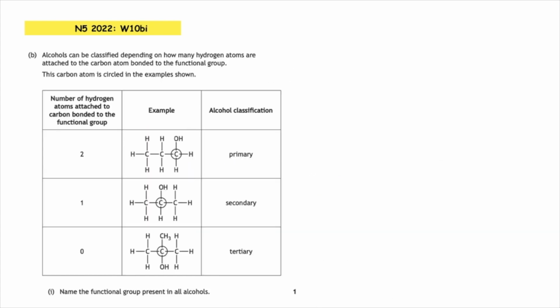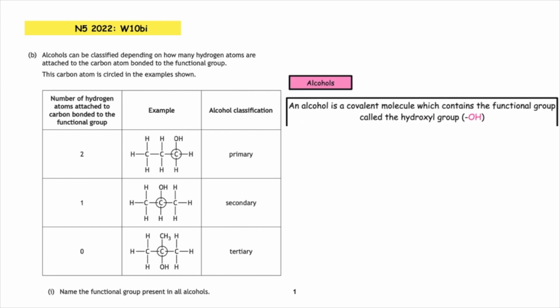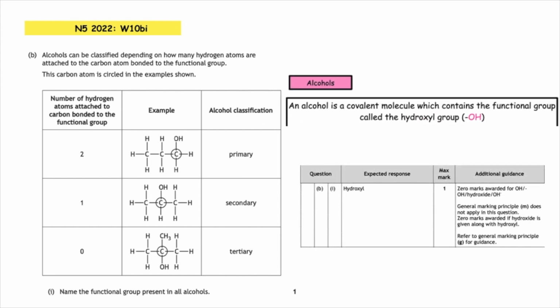Alcohols can be classified depending on how many hydrogen atoms are attached to the carbon atom bonded to the functional group. The carbon atom is circled in the example shown. Name the functional group present in all alcohols. So an alcohol is a covalent molecule which contains the functional group known as the hydroxyl group.